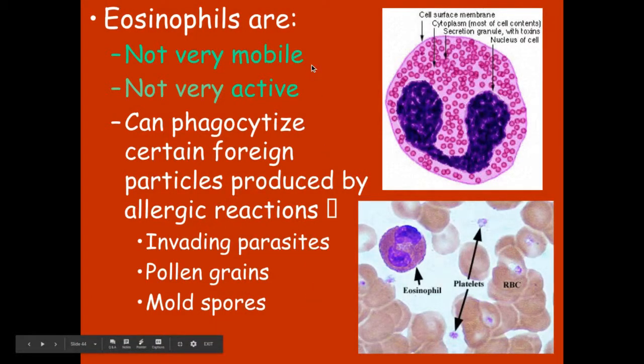Eosinophils are not very mobile and they're not very active. They can go through phagocytosis of certain foreign particles produced by allergic reactions, such as invading parasites, pollen grains, and mold spores. So if your sneezing allergies are affected, your eosinophils are activated. And here's a closer set of the eosinophils where we can see a little closer view of one.